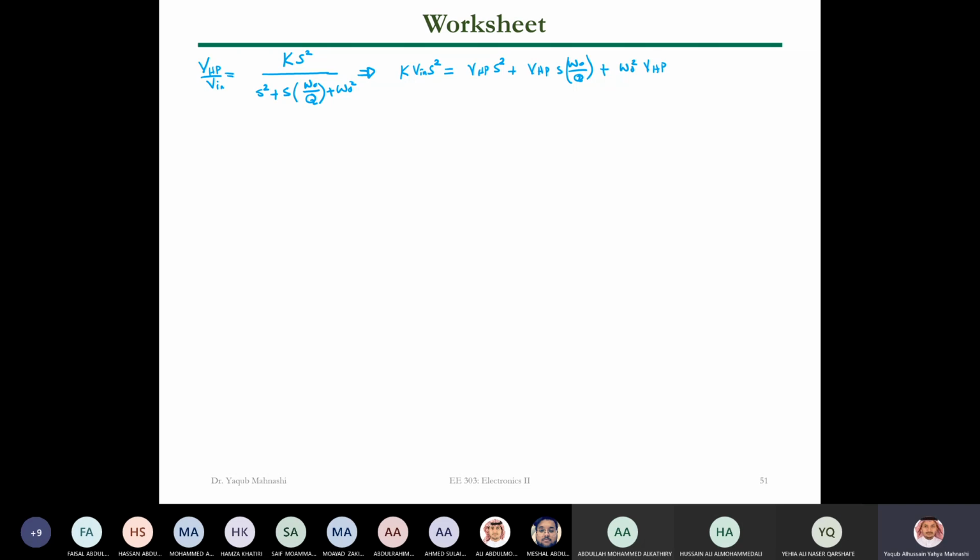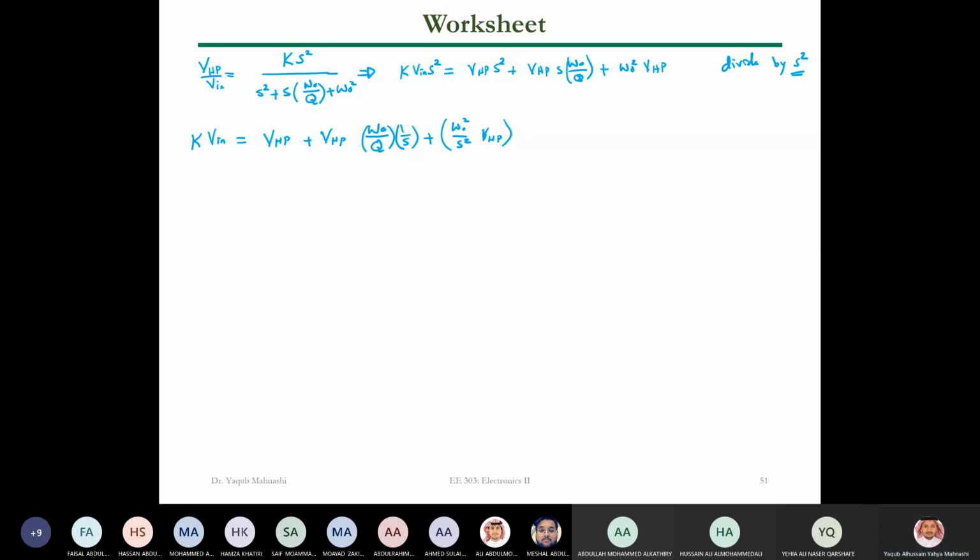Okay, so let's divide by S squared. If I do this, what I am getting is K V input equals V high pass plus V high pass times omega naught over Q S, so I still have an S in the denominator here, plus omega naught squared over S squared V high pass, since you are dividing by S squared. So far so good?